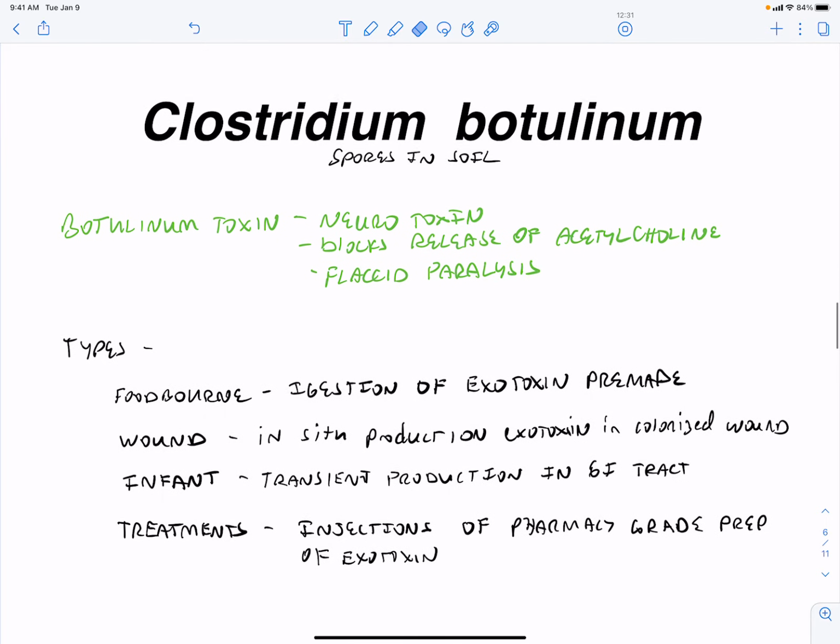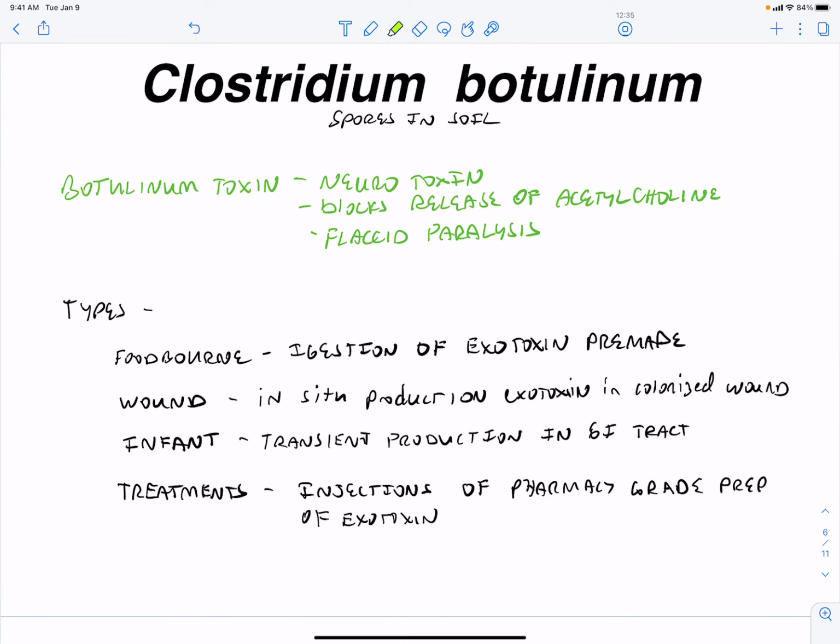Now next is our Clostridium botulinum. Again, this is going to be our spores in the soil. Botulinum makes botulinum toxin. It is a neurotoxin, similar to our tetanus toxin. However, it blocks the release of acetylcholine, and so this is going to be a flaccid paralysis. So with tetanus, you overactivate your nerves, and with botulinum, they are underactivated. There are different types of infections associated with Clostridium botulinum. There's a foodborne infection, wound. We also have infant, and then we'll talk about treatments.